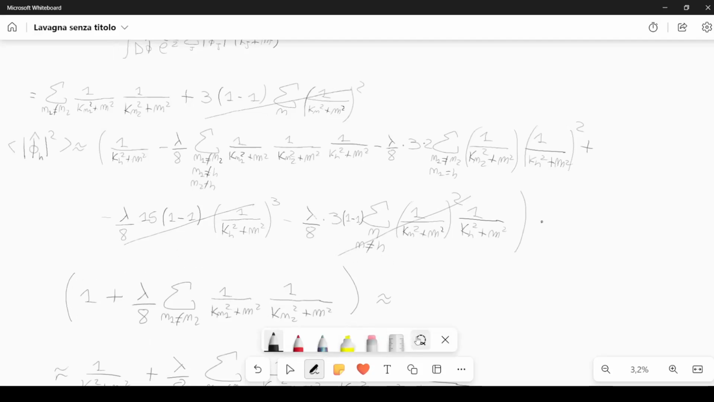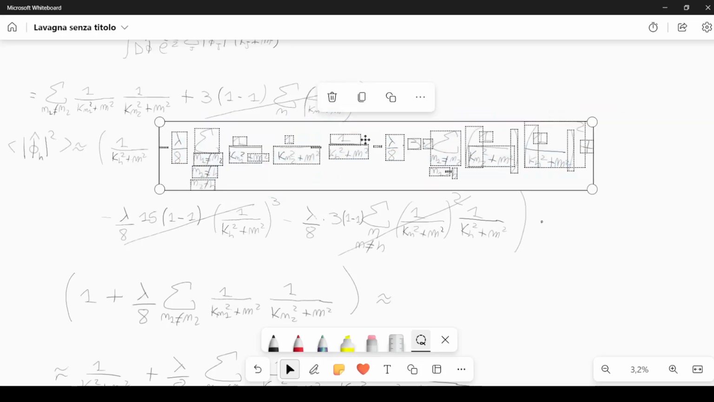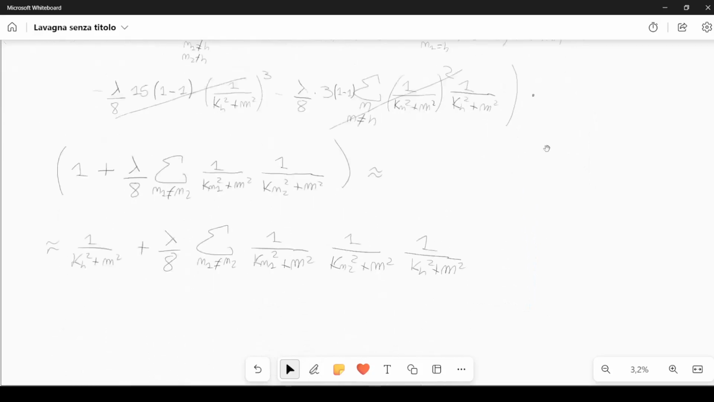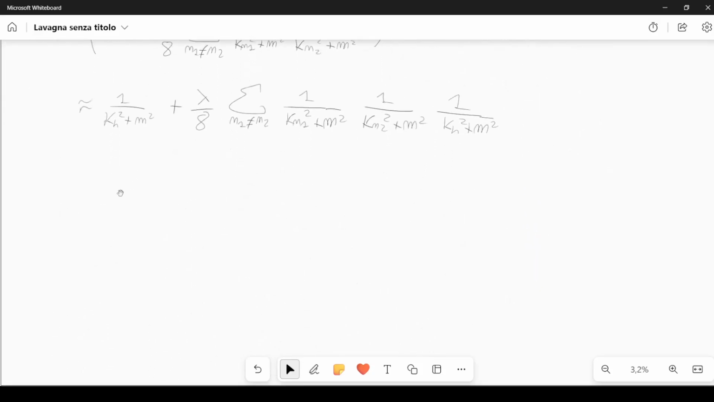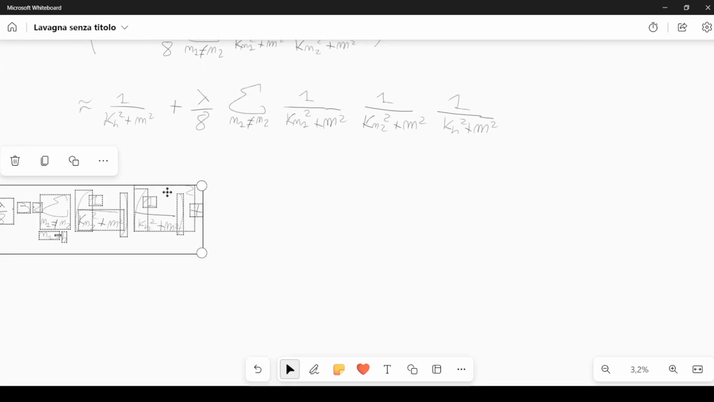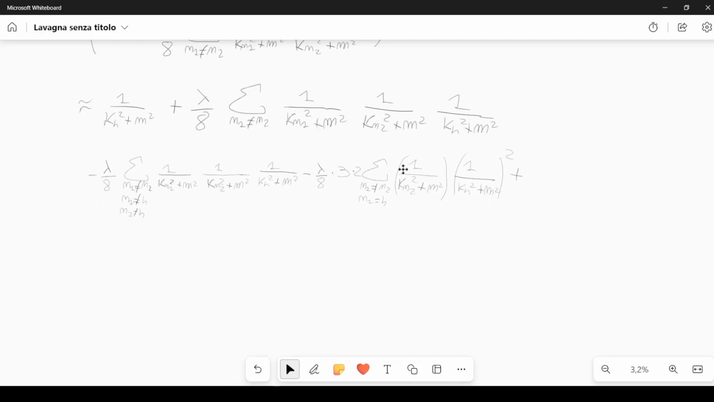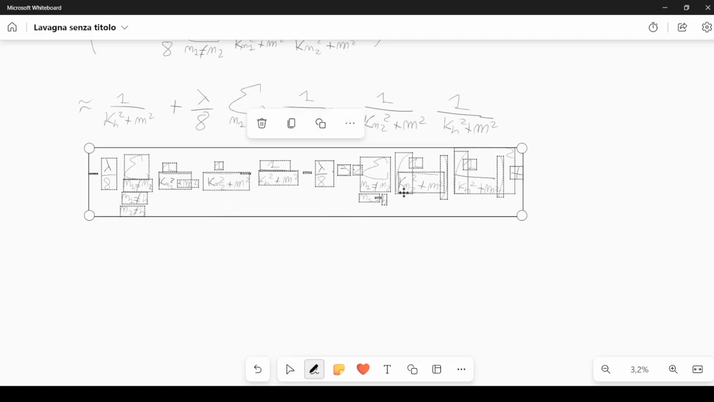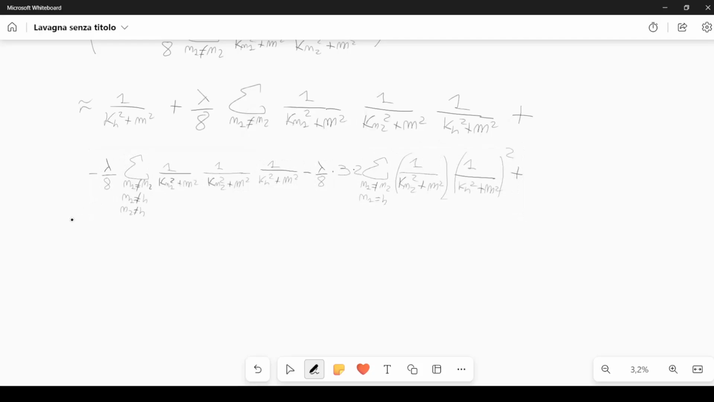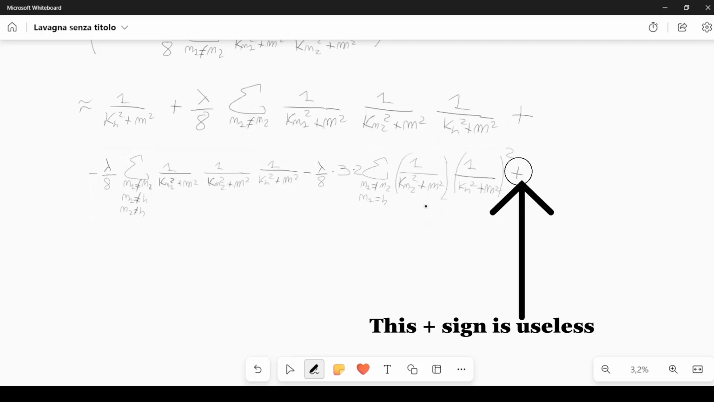Let's see if I can copy these terms without having to rewrite them. Maybe I can save some time because these are quite long expressions. So let me go below. Here I have something like this, something like this. Here I have a plus, and then I have these terms.